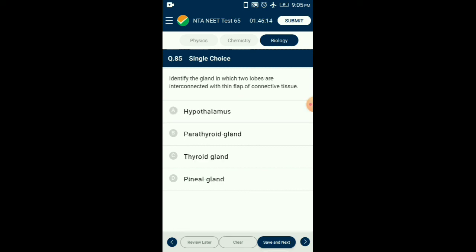Question number 85. Identify the gland in which two lobes are interconnected with a thin flap of connective tissue. The thyroid has two sides called lobes that lie on either side of your windpipe and are usually connected by a strip of thyroid tissue known as the isthmus. So the answer is option C, thyroid gland.